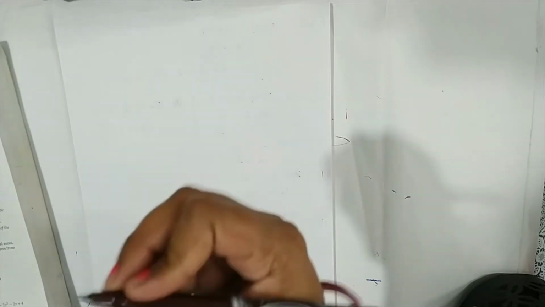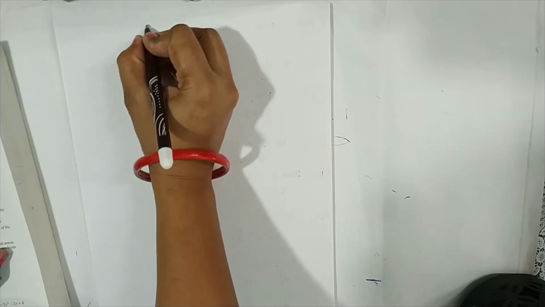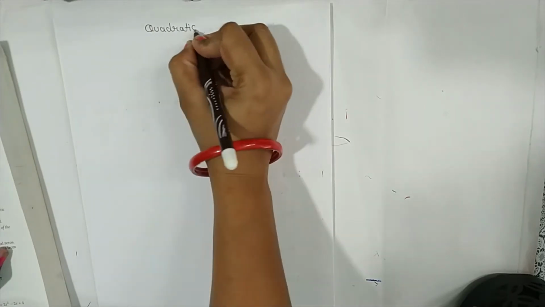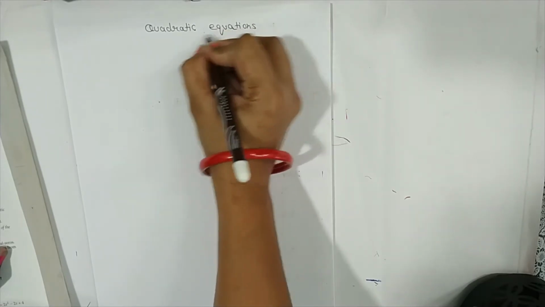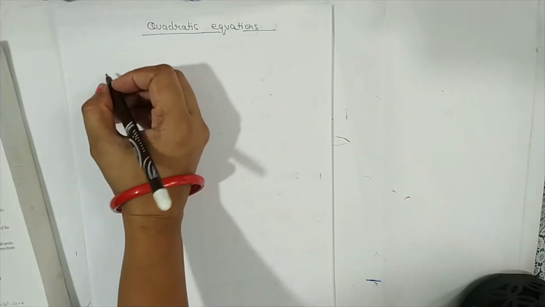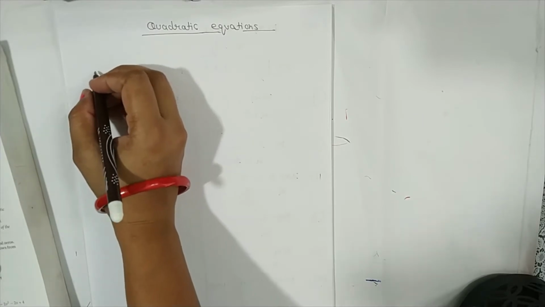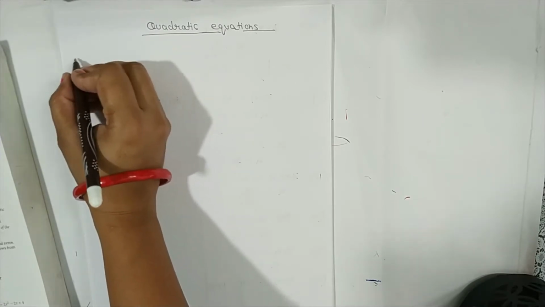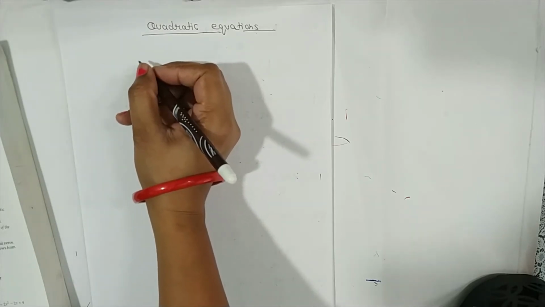In this video we will start a new chapter, that is quadratic equation. We have already learned about polynomials and their zeros. We have already learned about graphical representation of linear, quadratic and cubic polynomials.